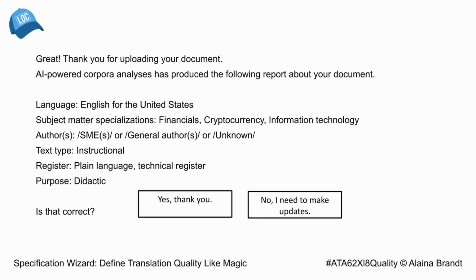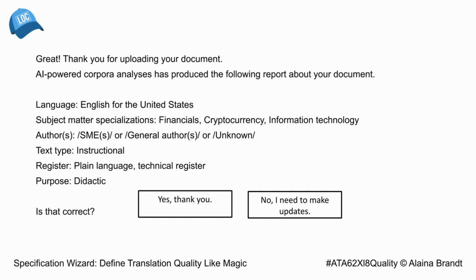AI-powered corpora analysis has produced the following report about your document. The language is English for the United States. There's subject matter specializations, financials, cryptocurrency, information technology. Here's the authors. We can kind of tell from the text type conventions that this is instructional text. We can tell that it's been written in plain language, that it's got a technical register. These are registers from the typology of language registers by ISO. And the purpose is didactic.